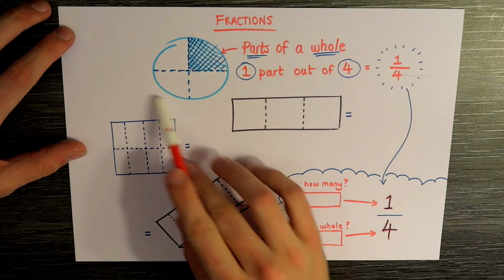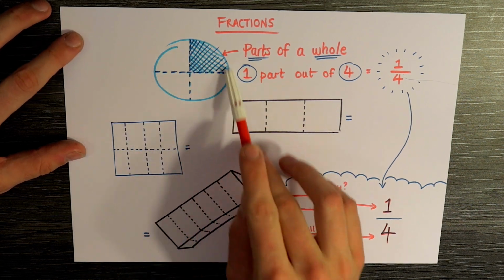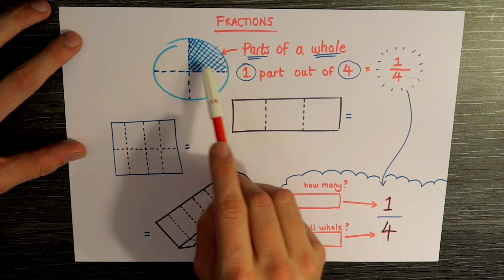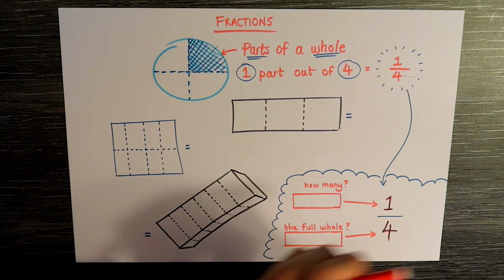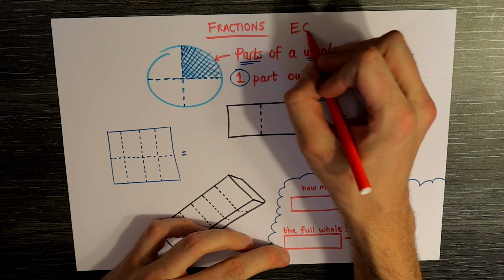So in this picture here, you can see we have a whole thing and we've cut it into 4 equal parts. And that's the key thing with fractions. They need to be equal, okay?